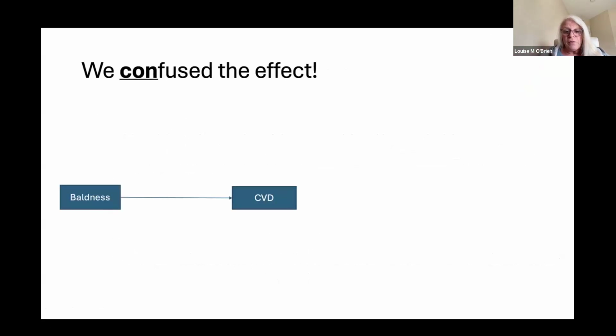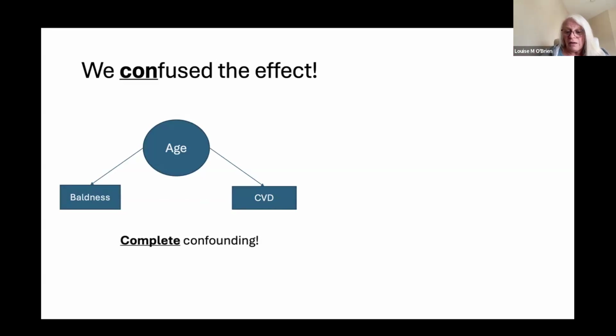Because if we're looking straight from baldness to CVD, and we got this odds ratio or relative risk of 2, maybe not if we consider age. So if we consider age, we know it's a confounder because the arrows go both to the exposure and the outcome. When we run that in the model, when we account for age as a confounder, look what happens. We now have no relationship between baldness and cardiovascular disease. It goes away. So we had complete confounding by age. So our results that we had before were completely explained by age. Okay, complete confounding. Doesn't always happen that way.